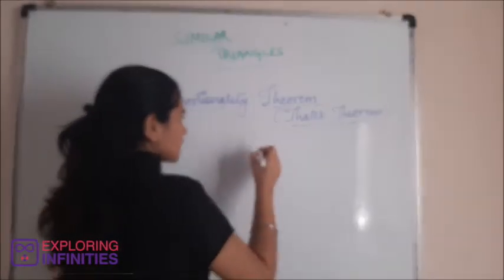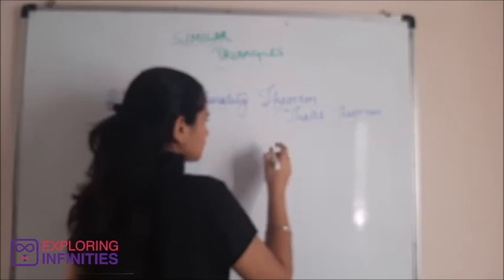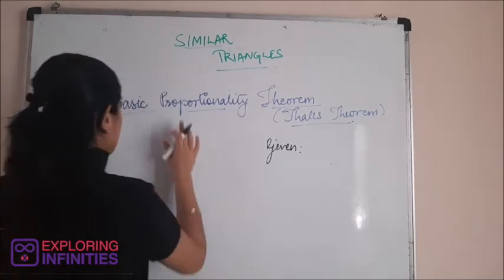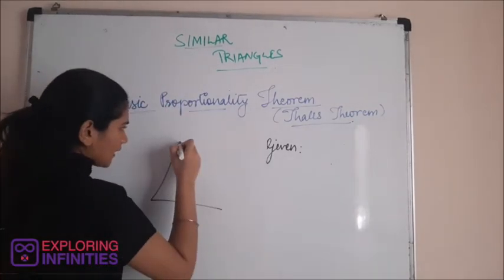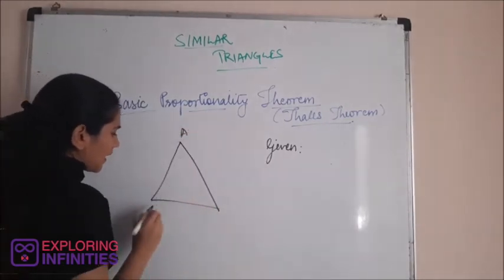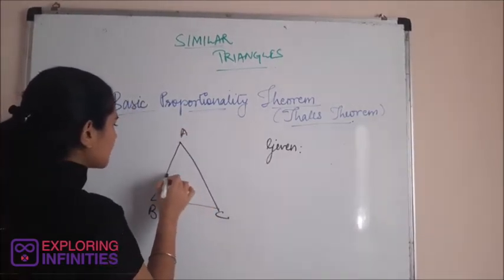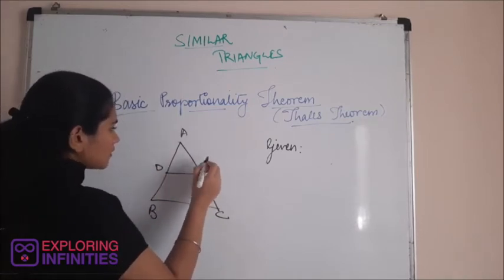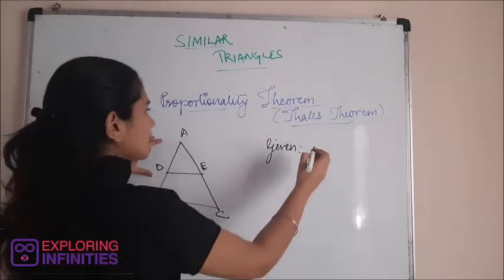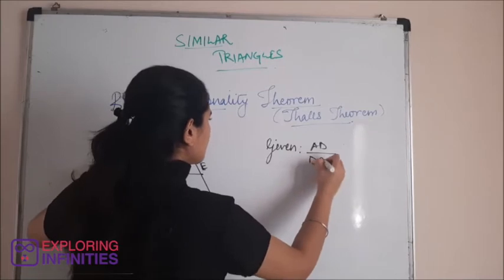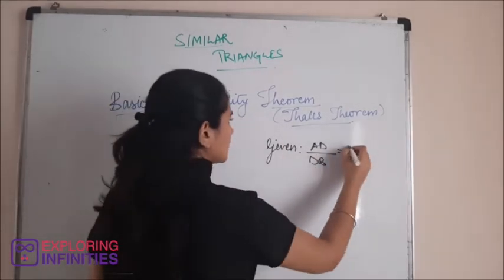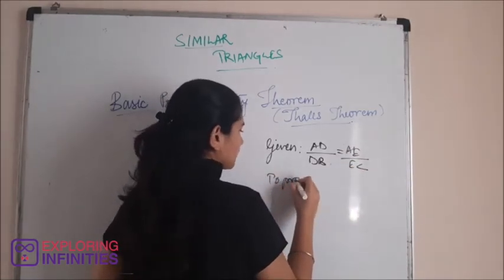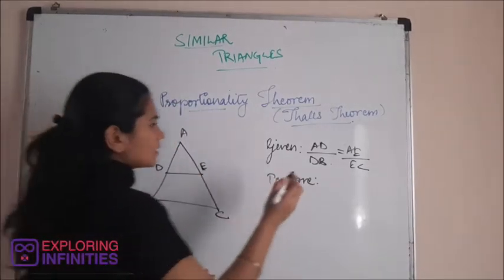So what would be given to us is that we have a triangle ABC wherein there is a line that divides the other two sides in the same ratio, so D and E. What is given to us is that AD divided by DB is equal to AE divided by EC. What do we have to prove? That DE is parallel to BC.